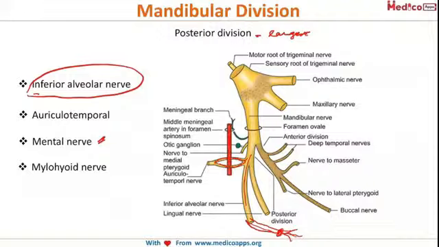Then we have a branch called as a mylohyoid. So here will be the mylohyoid. It is not there in this diagram, but please remember there is another branch called as the mylohyoid nerve that is arising from the posterior division of the mandibular nerve. Okay, so this mylohyoid nerve, as the name suggests, supplies the mylohyoid muscle that is in the floor of the oral cavity. Then we have the lingual nerve. So this is the lingual nerve. As you can see, this lingual nerve will give sensory supply to the anterior 2/3 of the tongue.